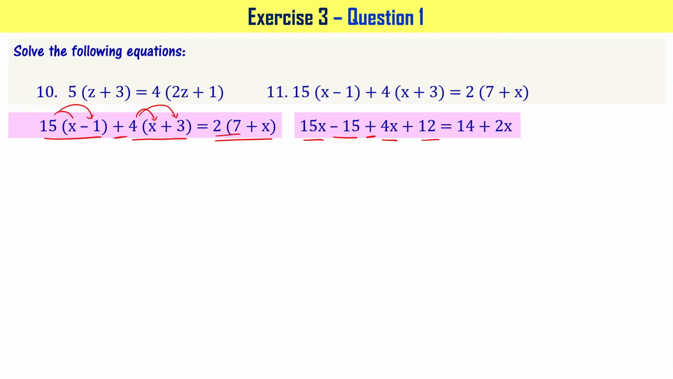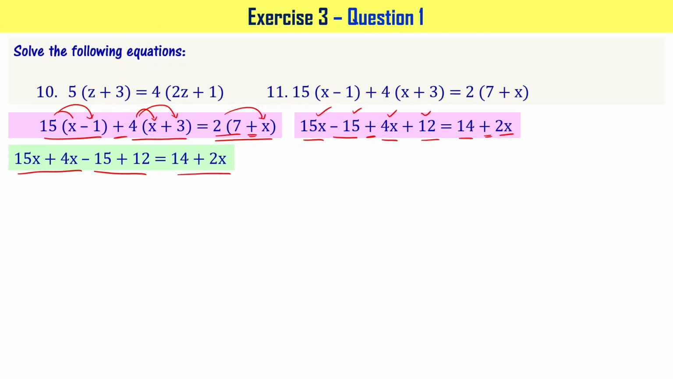Now 2 times 7 is 14 and 2 times x is 2x, right? And we keep plus sign as is. Now you have the equation like this. Let me rearrange it further such that I can write it as 15x plus 4x. These two I have written together and minus 15 plus 12 written together. Got it? That is equal to 14 plus 2x. 15x plus 4x, I can write it as 19x, right? And minus 15 plus 12 is minus 3. That is equal to 14 plus 2x.